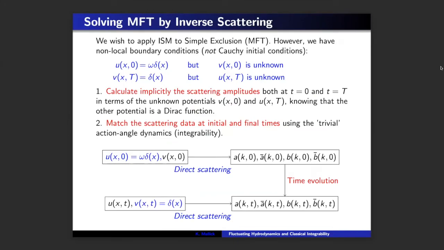So we know the initial value of U, but not the initial value of V. We know the final value of V, but we don't know the final value of U. So it's a kind of mixed boundary condition.